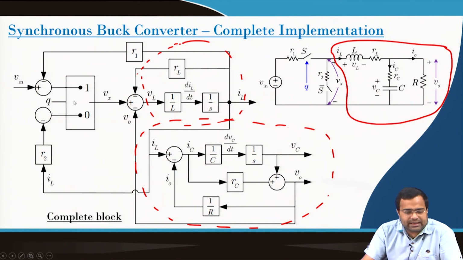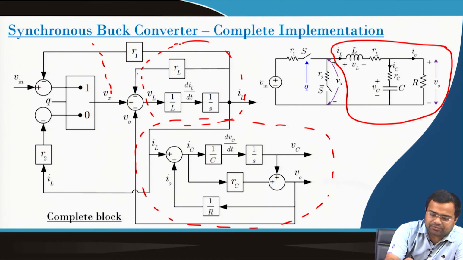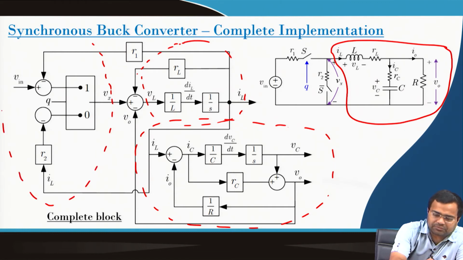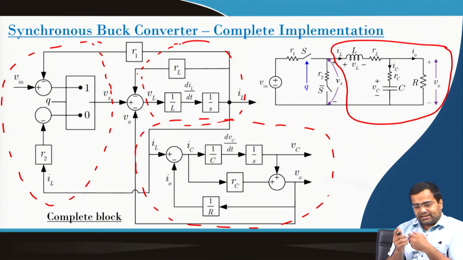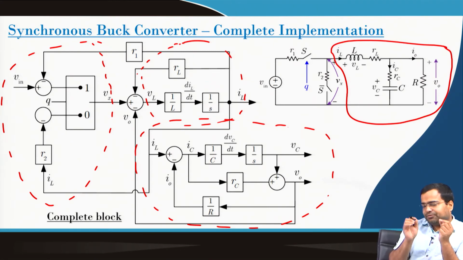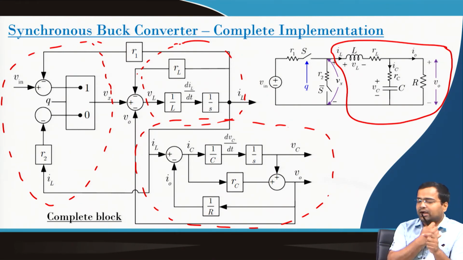So, here is the block I am talking about. I need to implement this block now. This block consists of Vx, so I need to define two additional parameters, R1 and R2. R1 is the on resistance of the high side switch, R2 is the on resistance of the low side switch, and this Vx will be generated using a switch block.